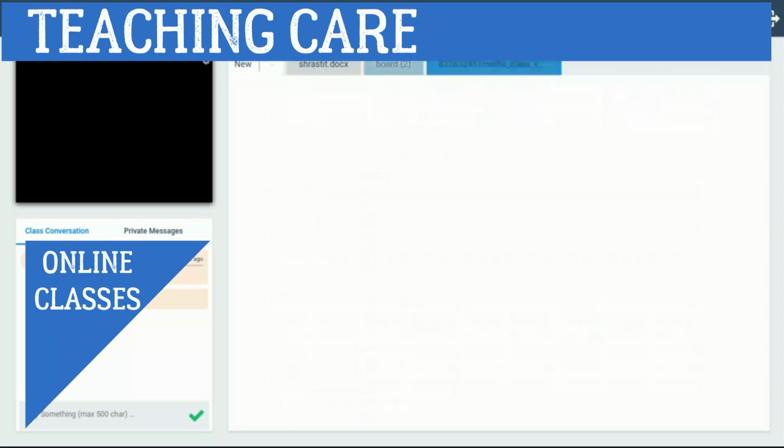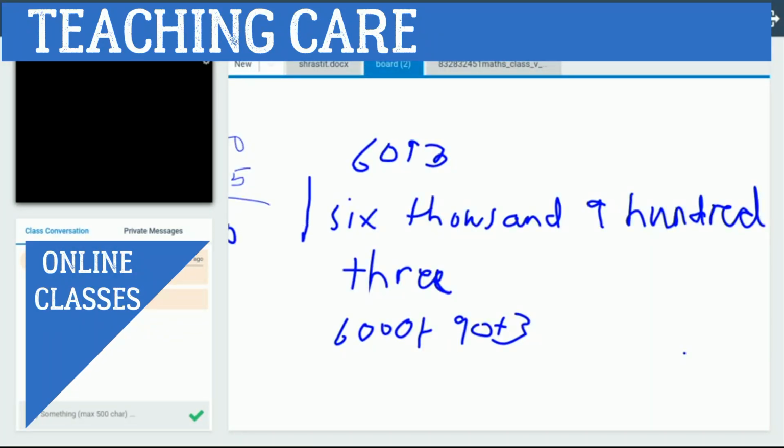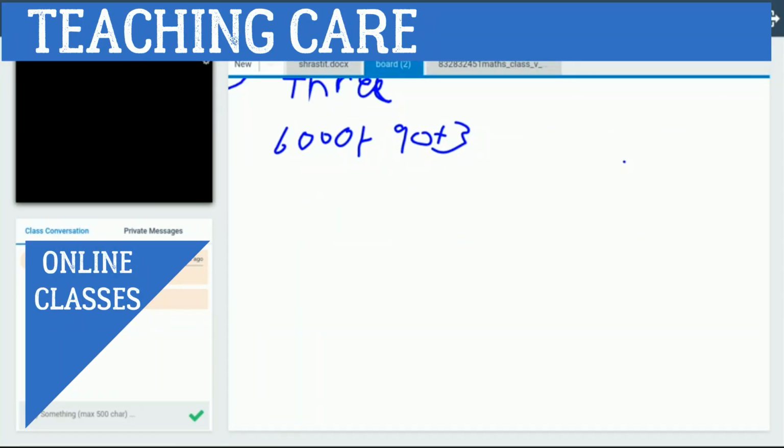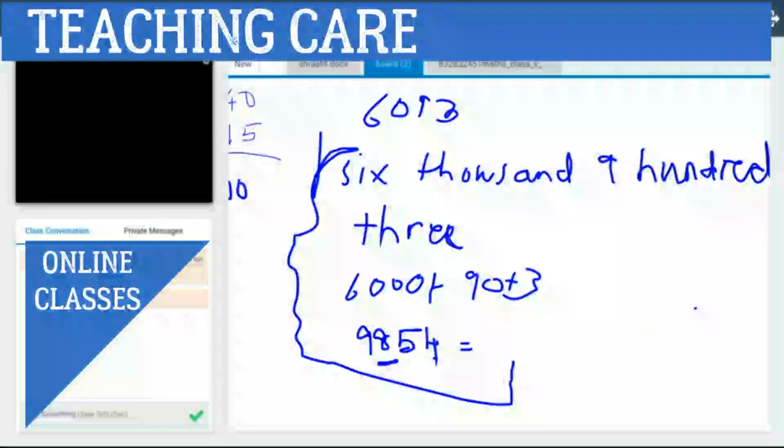Okay, let me write it on the whiteboard. 9854. Okay. 1 minute. Mine is writing here. Sometimes in that particular page it won't write. You have to scroll the page and come there. 9854. What is the place value for this? Can you scroll down? Okay, this one I think it is 8.